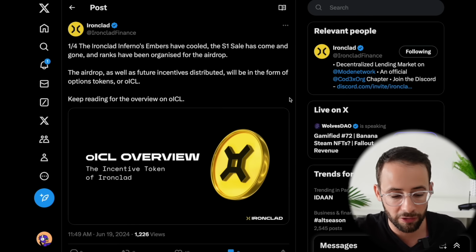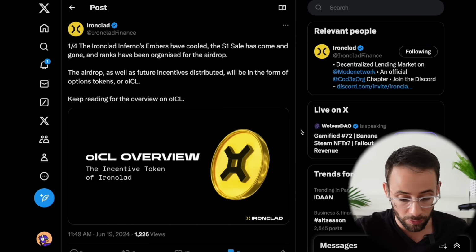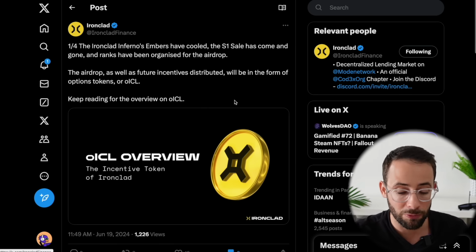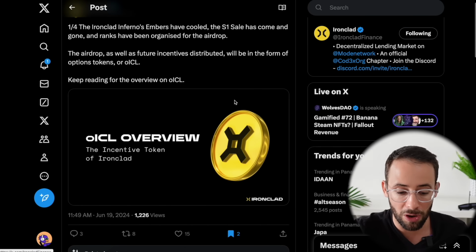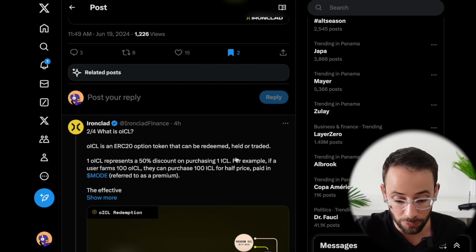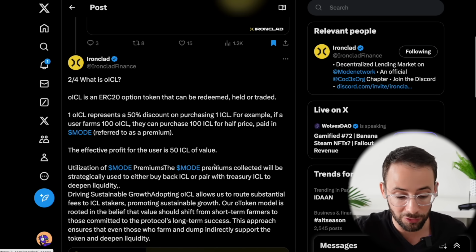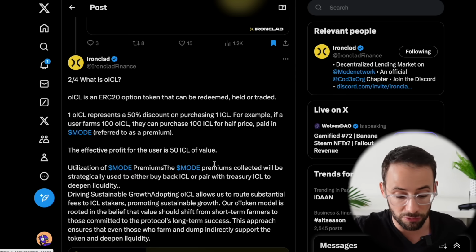Speaking of tokenomics, Ironclad Finance dropped a Twitter thread going through exactly how the airdrop is going to work. And it's a little bit different and more complex to how some of the more standard airdrops have worked. Aside from the fact that they're only dropping to the top 888 on the leaderboard, they're dropping an OICL token, which appears to be kind of like an option to purchase the actual liquid ICL token at a specific price. But if you hold the OICL token over time, then you get to share in a greater portion of the fees earned from the platform.